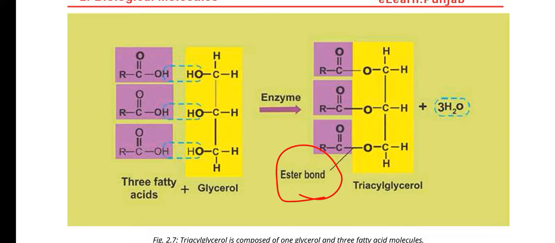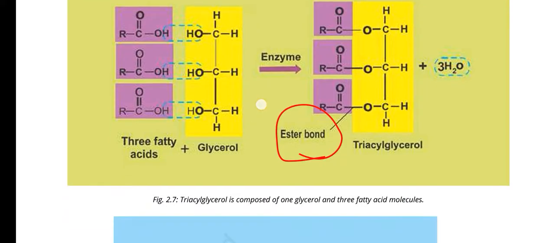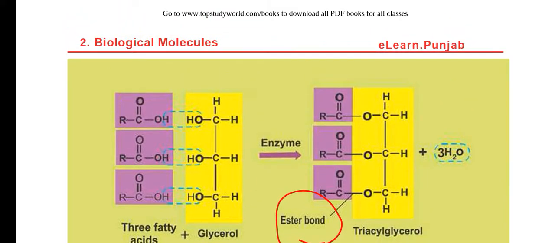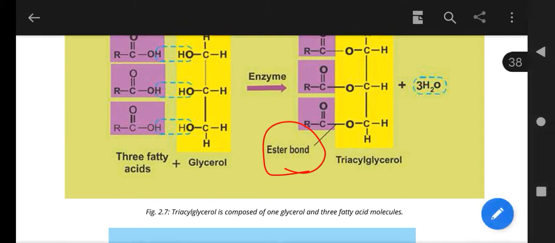Fatty acids are also called aliphatic monocarboxylic acids because they have a carboxylic group, and monocarboxylic means one carboxylic group, and aliphatic represents no benzene ring and no cyclic structures. There are 3 fatty acids, due to which these are called triacyl glycerol.